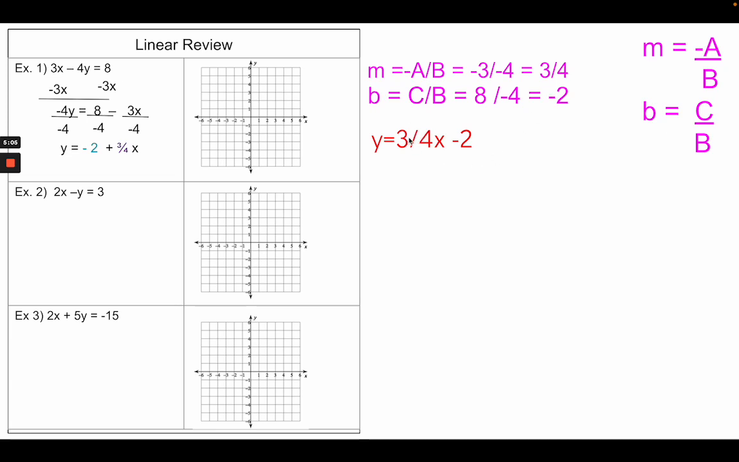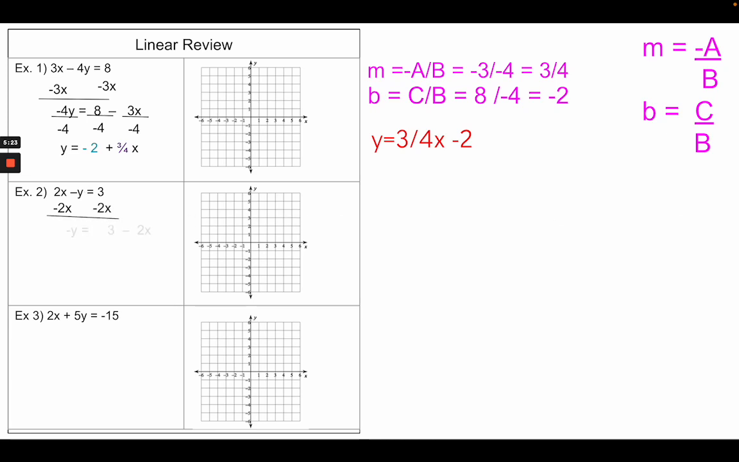This is my m. This is my b. And let's go to the next one. 2x minus y equals 3. Again, if I want the y by itself, I need to get rid of everything else on the same side as the y. Whatever I do to one side, I have to do to the other.